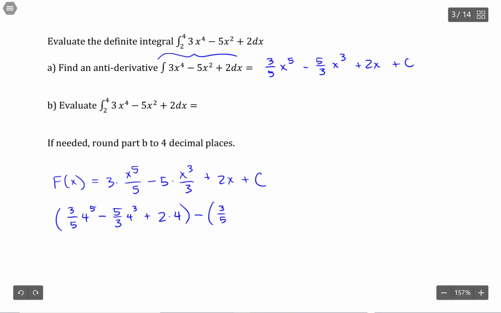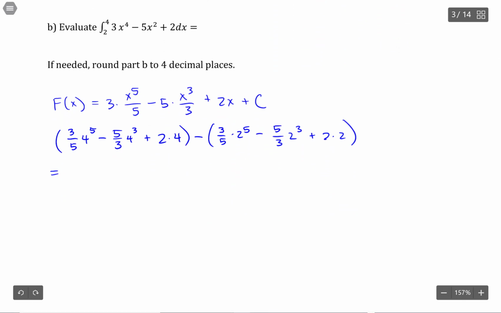3/5, and this would be 2 to the fifth, that's actually a minus 5/3 times 2 to the third power plus 2 times 2. All right, we've got a little bit of work with fractions here, but I think we can handle this.